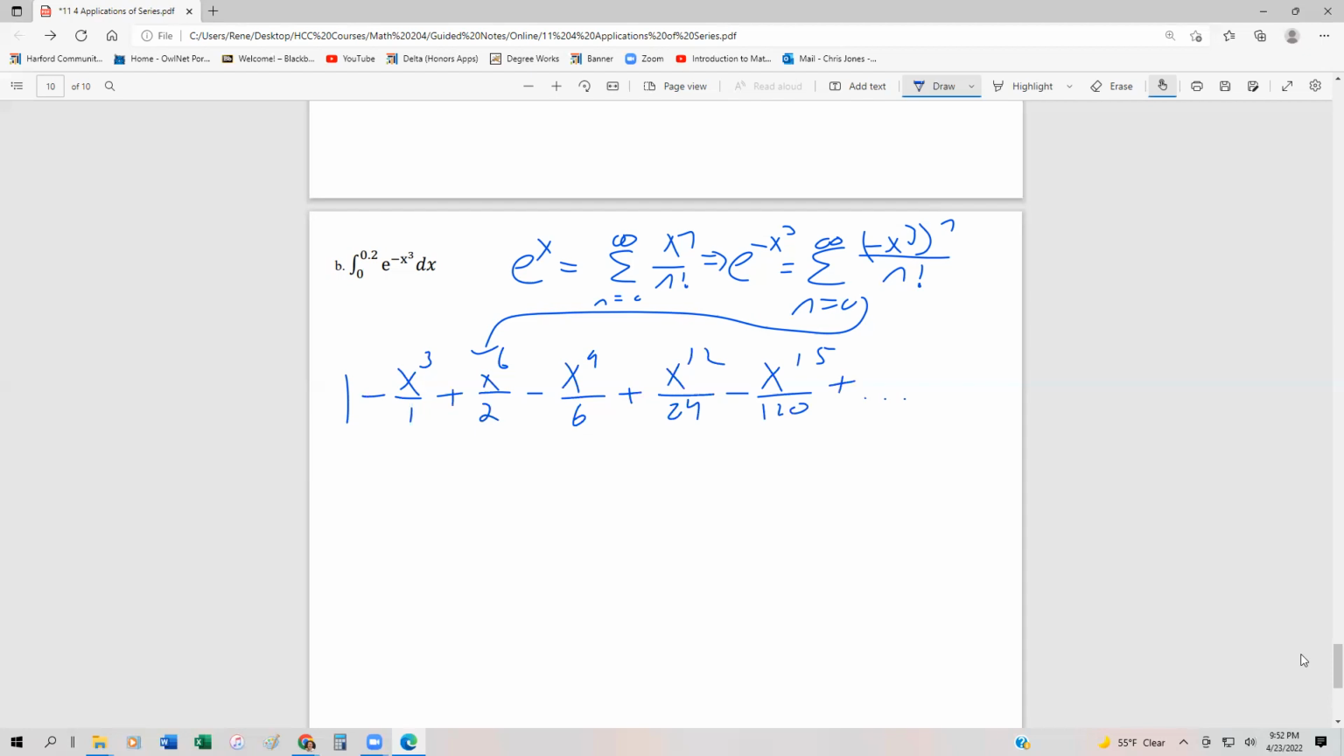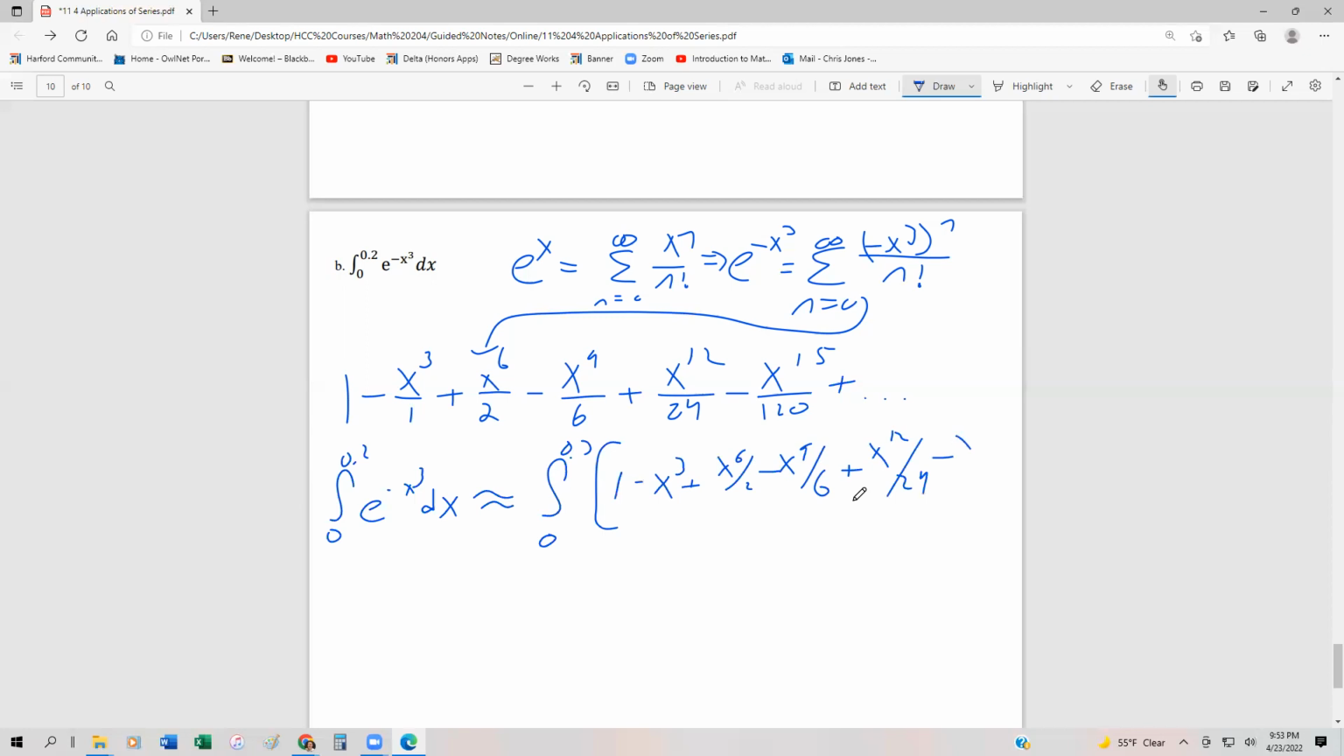Now, there are more terms in this series, but let's just go ahead and see if we can integrate those and see how close we can get to the actual value by using Wolfram Alpha. And so we're going to say that the integral from 0 to 0.2 of e to the minus x cubed dx is going to be approximately equal to the integral from 0 to 0.2 of 1 minus x cubed plus x to the 6th over 2 minus x to the 9th over 6 plus x to the 12th over 24 minus x to the 15th divided by 120 dx.